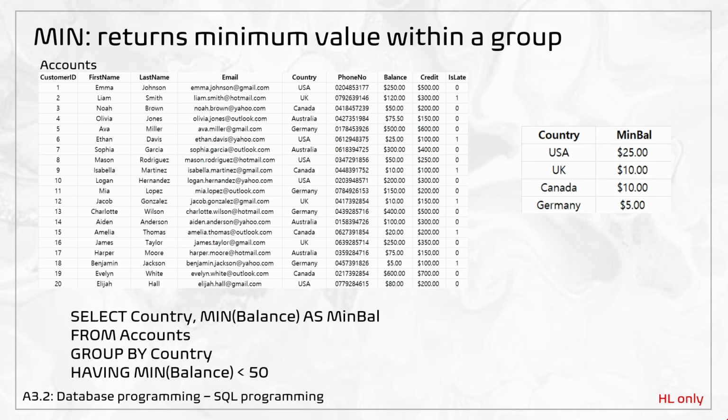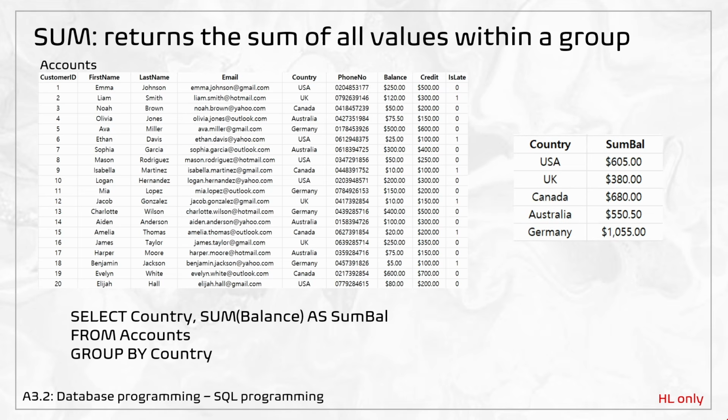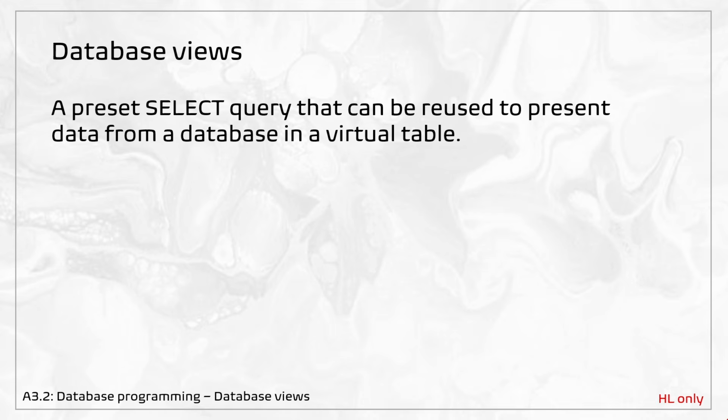Similarly, the MIN function returns the minimum value for each group. Again, the HAVING statement filters out Australia, as their minimum balance is $75, which is above the threshold defined by the HAVING statement. And lastly, in the aggregate functions, the SUM function returns the sum of all values in a group. Alright, that was a lot of queries, but that's all you need to know for SQL programming.